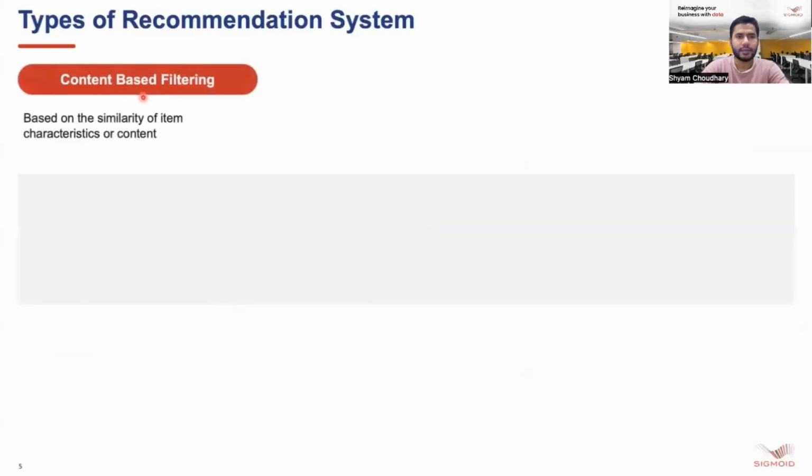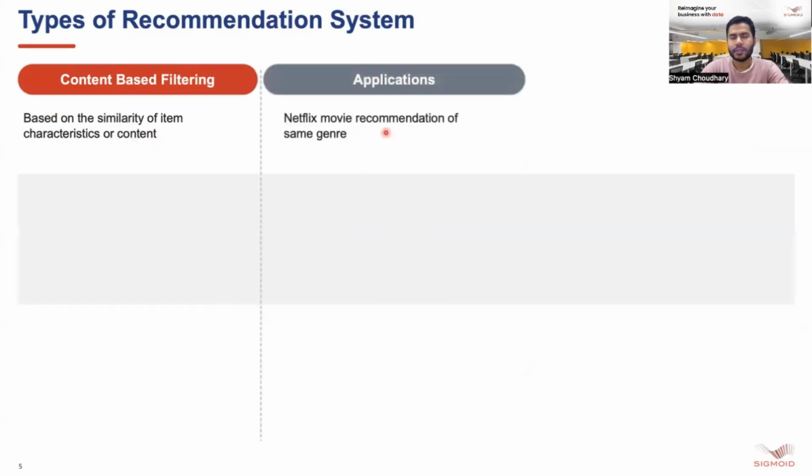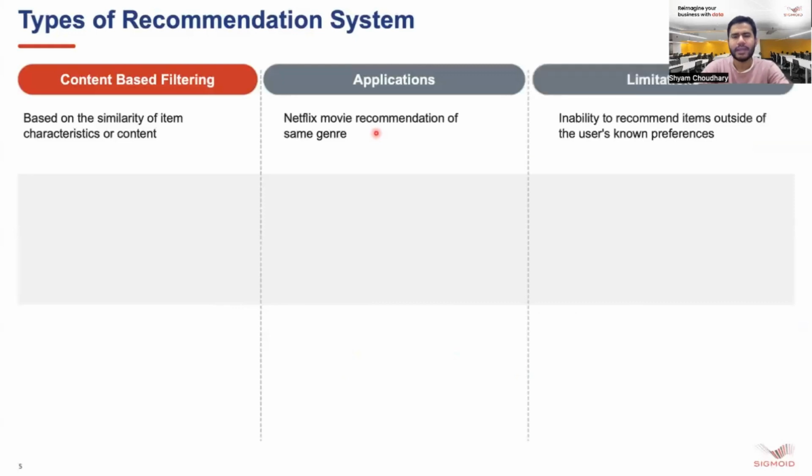So first, we have the content-based filtering system. This type of recommendation system is based on the similarity of item characteristics or content. For example, if a user has shown preference for an action genre movie, then the system can recommend another action genre movie to the user. But they have some limitations, like the inability to recommend items outside of the user's known preferences.